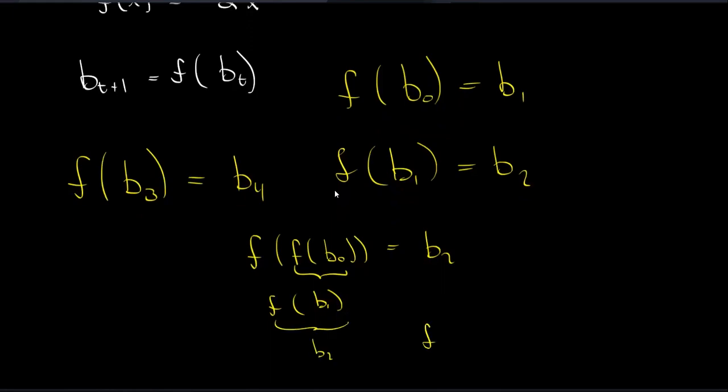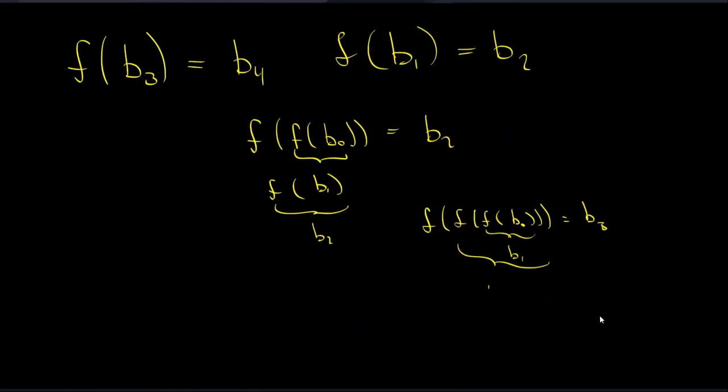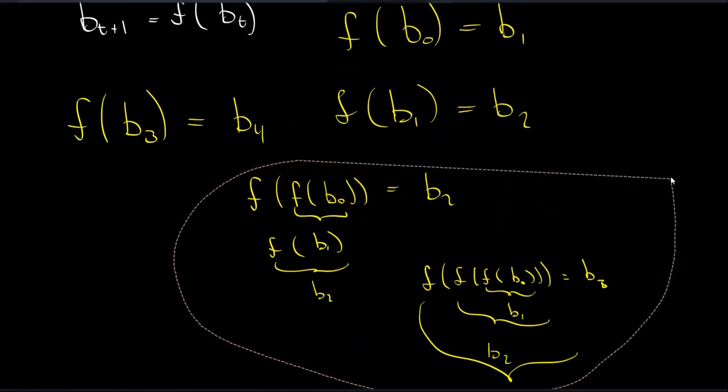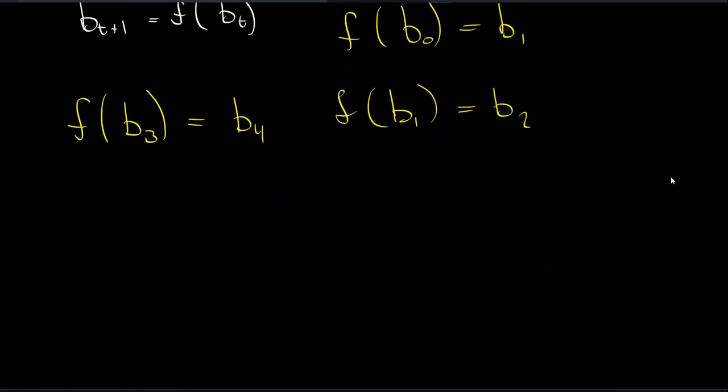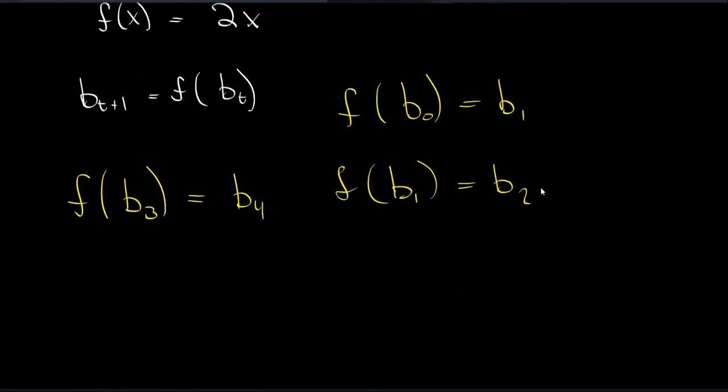And similarly, if I applied the updating function 3 times to my initial value, I'd get b3. I'd have to apply it 4 times to get b4. Because f of b0 is b1, f of b1 is b2, and f of b2 is b3. So you can apply the updating function repeatedly to get the updated value. Okay, that's it on the updating function.